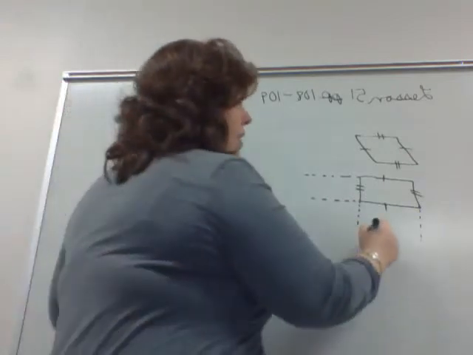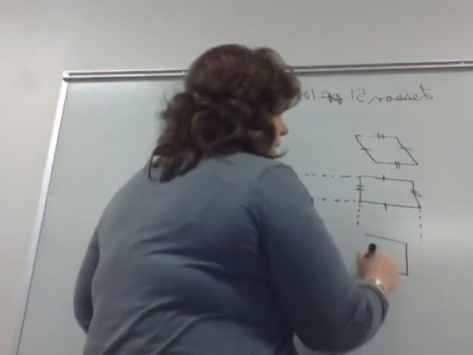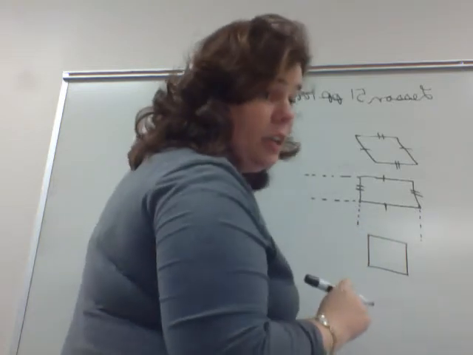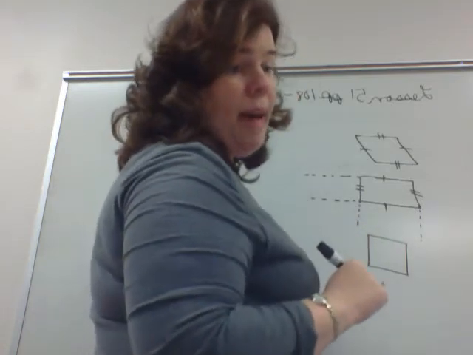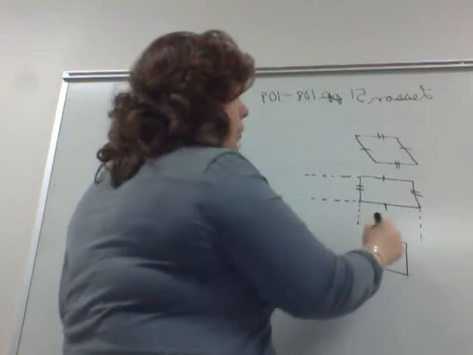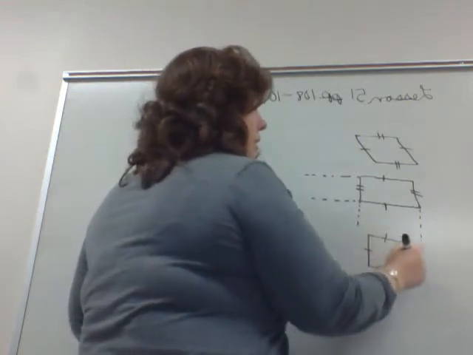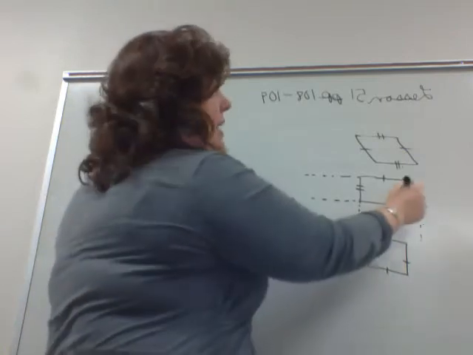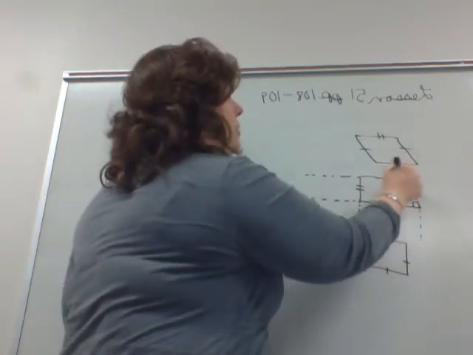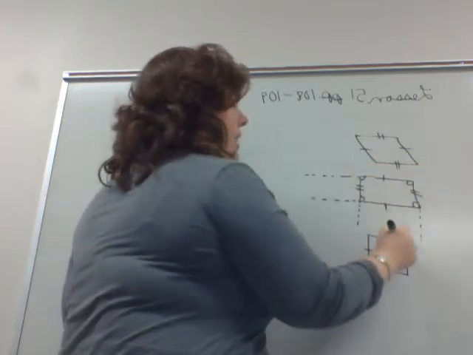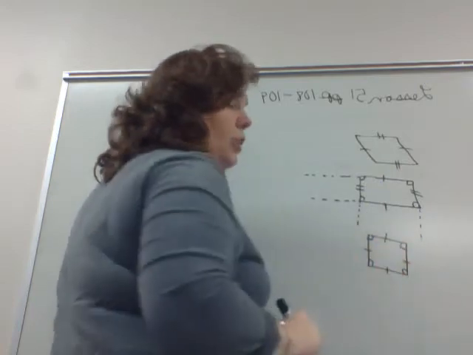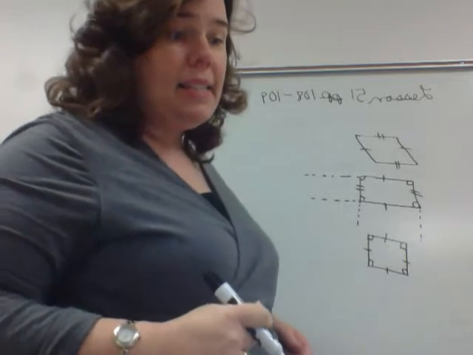You've got your square, which is very special because it is a quadrilateral and a parallelogram. But the special thing about a square is all 4 sides are congruent. The same thing with a rectangle and a square is that it has 90-degree angles. And you can see right here, these are 90-degree angles. We learned about that in previous lessons.